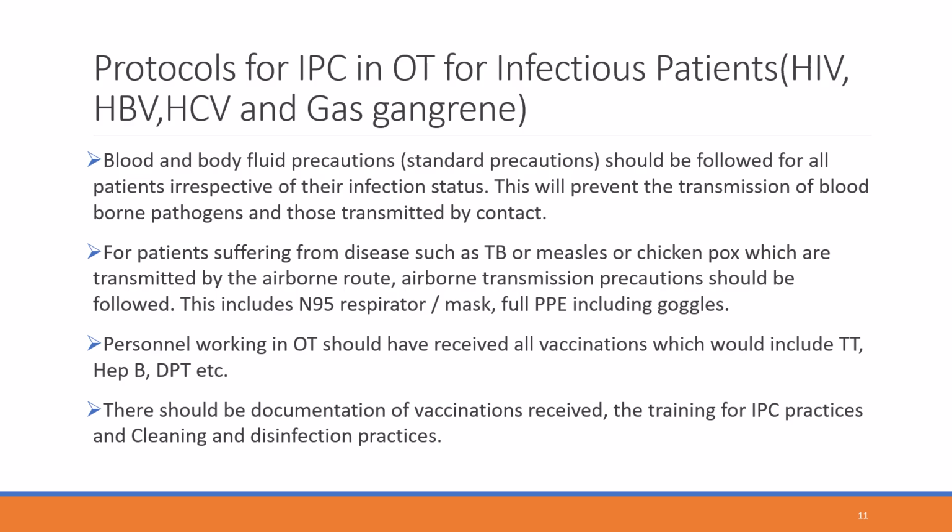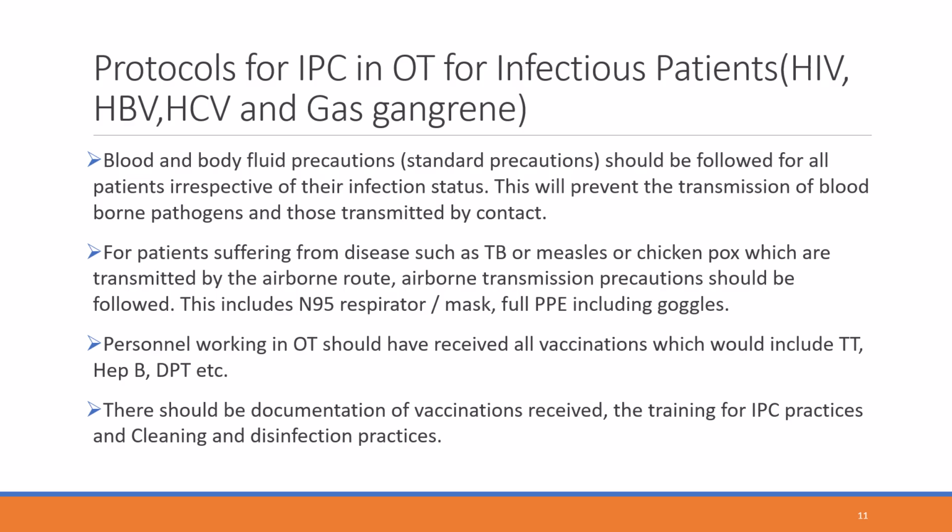Now next is protocols for IPC in OT for infectious patients: HIV, HBV, HCV and gas gangrene. So which are the protocols for infection prevention control in OT for infectious patients? Blood and body fluid precaution: standard precautions should be followed for all patients irrespective of their infection status. This will prevent the transmission of blood-borne pathogens and those transmitted by contact.